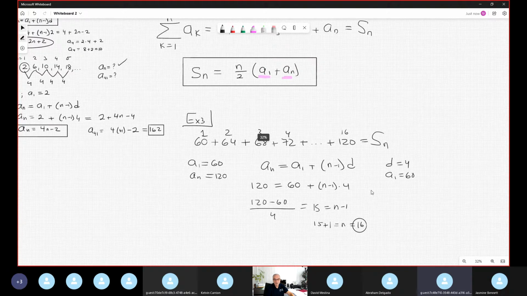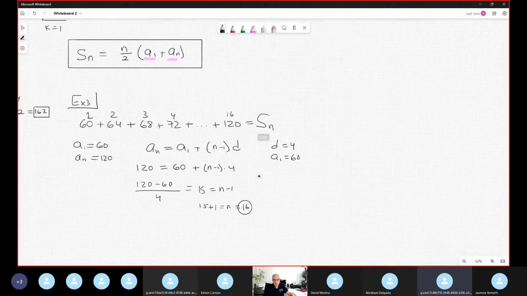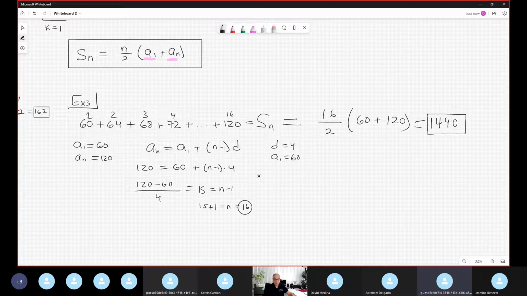The formula is S sub m equal to 16 divided by 2, because m is 16, times the first one, 60, plus the last one, 120. So you put in the calculator 180 divided by 2 times 16, which is 1440. Do you understand this example very well?